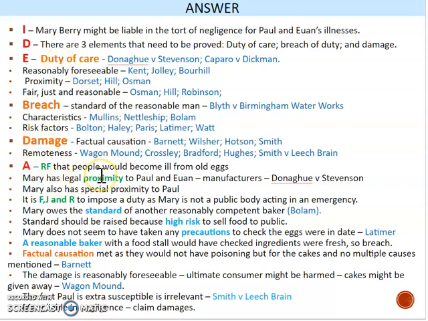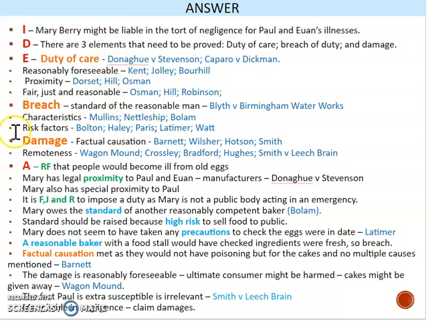Mary has legal proximity to Paul and Ewan because she is selling cakes. And you could apply the principle from Donoghue and Stevenson that manufacturers are going to owe a duty to the ultimate consumers of their products. And Mary also has the special proximity to Paul as well. So we've satisfied that second stage test. It's also fair, just and reasonable to impose a duty on Mary because she's not a public body acting in an emergency. So we've decided that she does owe a duty of care.